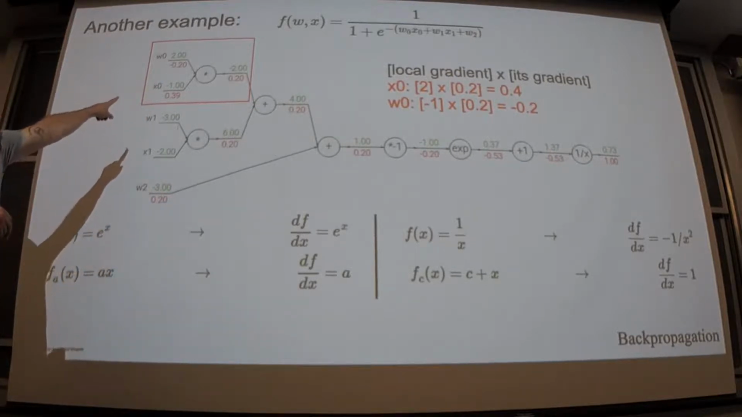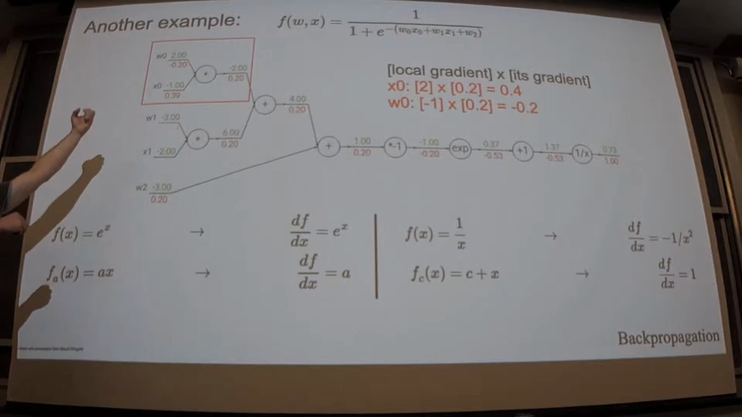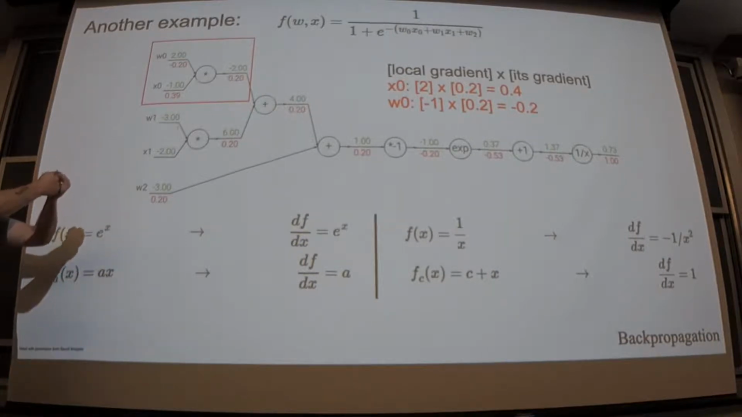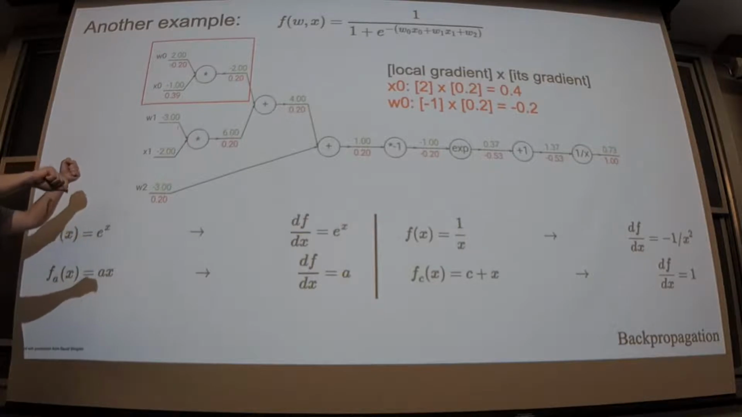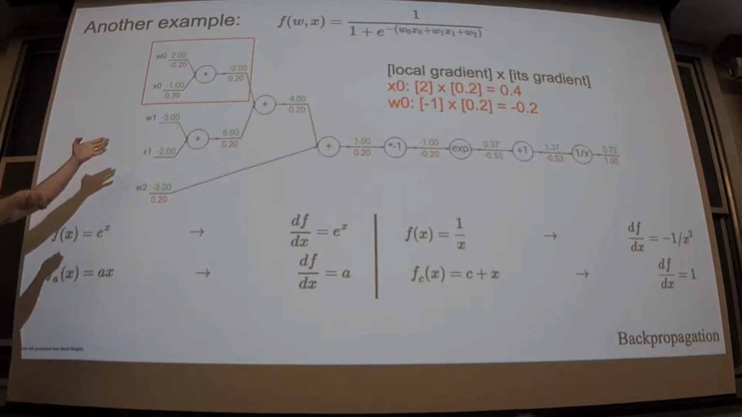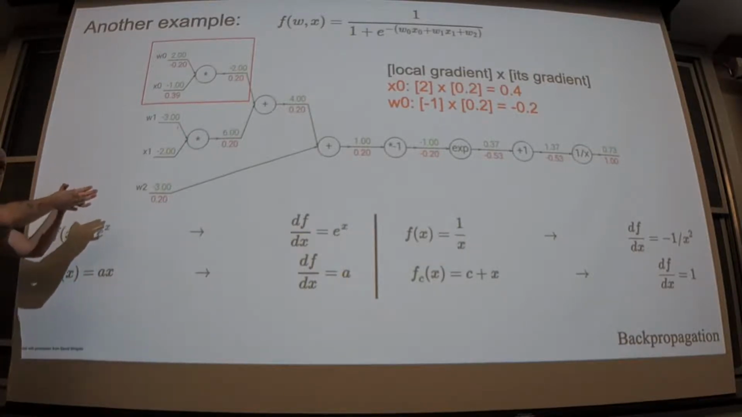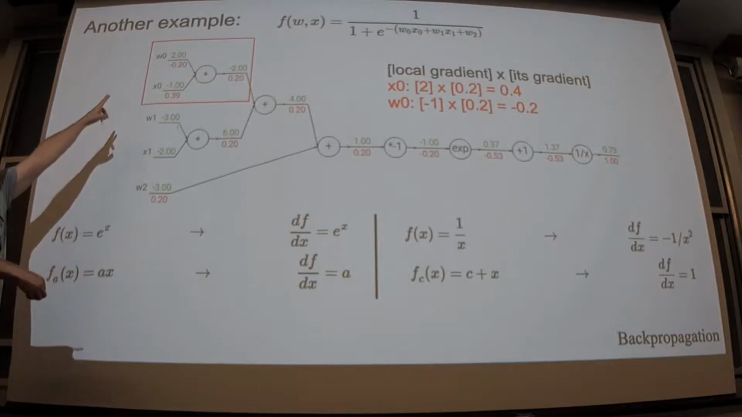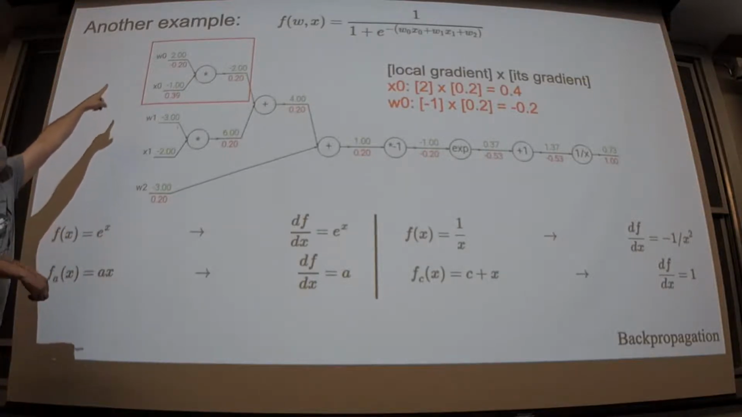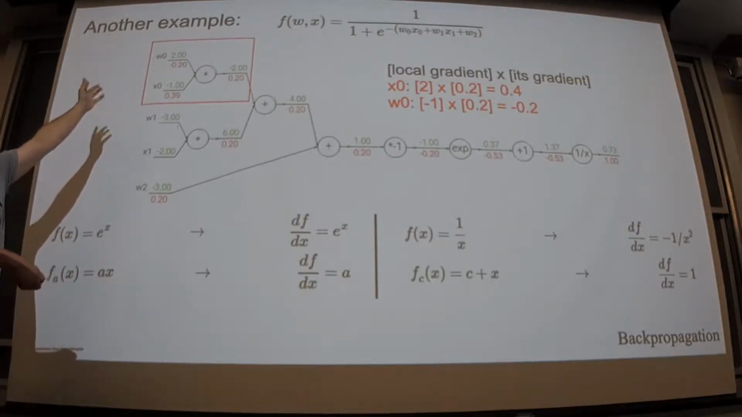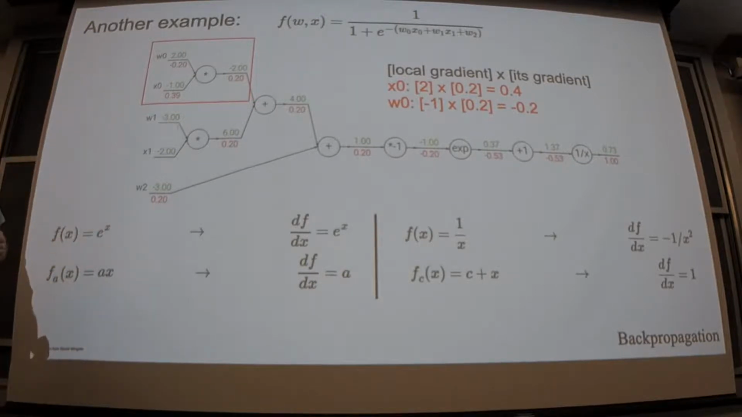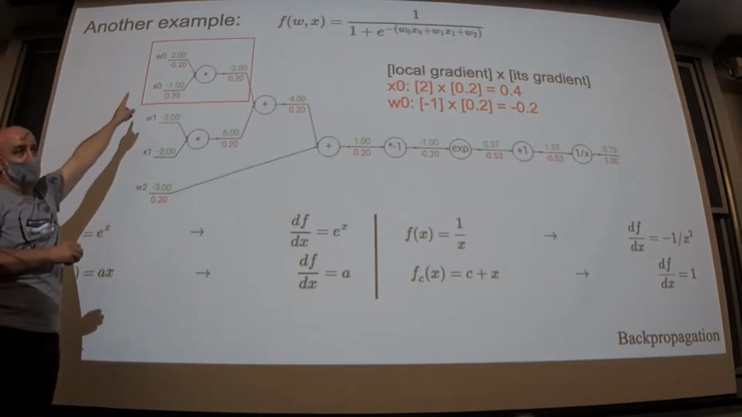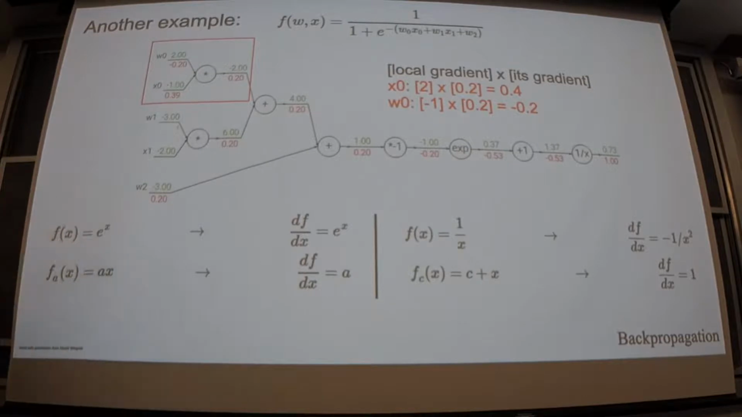For x naught, it's a product, right? W naught times x naught. And I take the partial with respect to x naught. So that leaves me with w naught, and the value of w naught is 2. The green value. You see it at the very top there? That's what I'm left with, right?